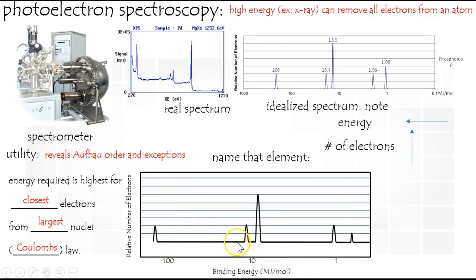Okay, typical questions are identifying elements, and it's not that bad. I think this is, let me think for a second, 2, 4, 10, 12, 13. I think this is aluminum. How do I know that? It follows the Aufbau order. 1s2, 2s2, 2p6, 3s2, and then it looks like only 3p1. That's aluminum. This is an introduction to photoelectron spectroscopy.